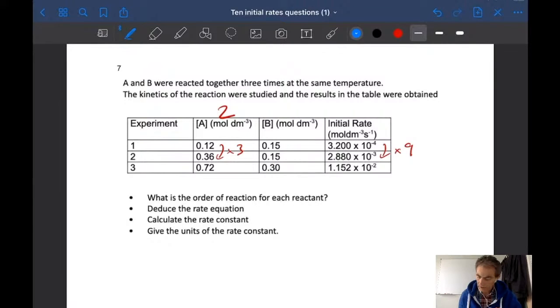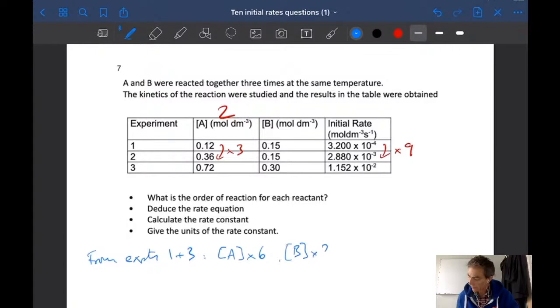So I'm going to write this out. From experiments 1 and 3, we can see that the A concentration has gone from 0.12 to 0.72, that's a 6-fold increase. And we can see that the B concentration has gone up by a factor of 2, 0.15 to 0.3. The rate, big number divided by small number, has gone up by a factor of 36.